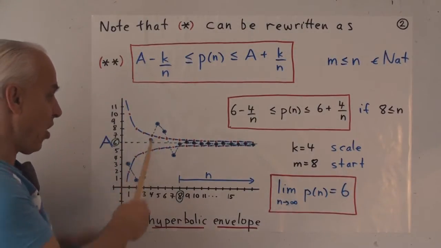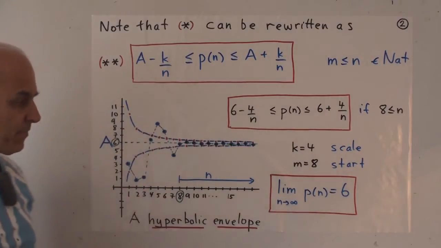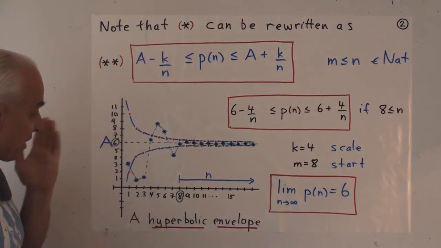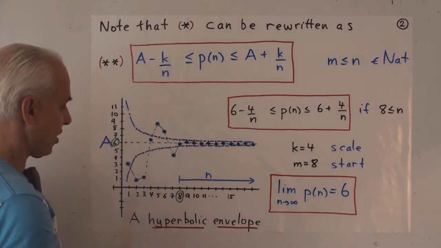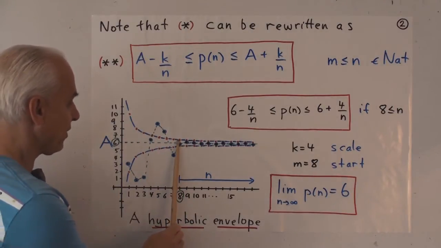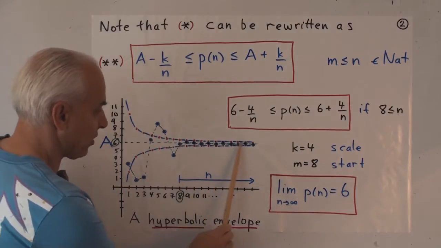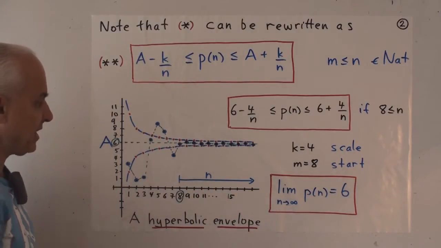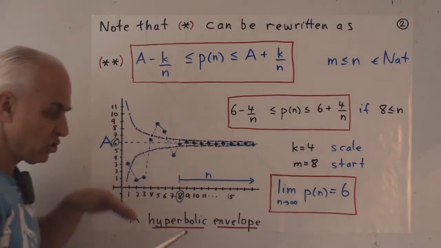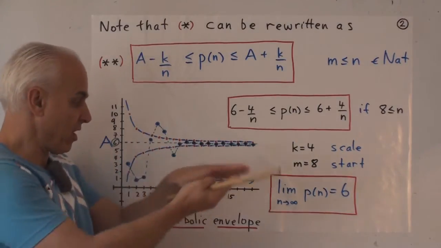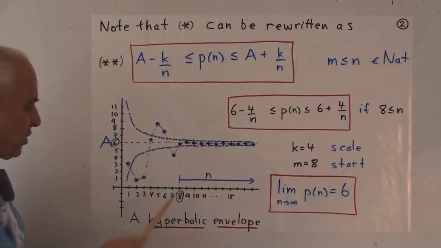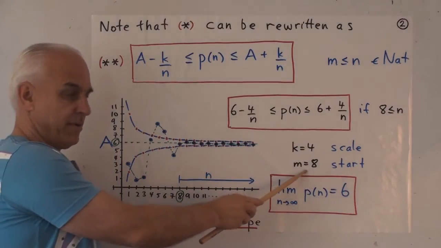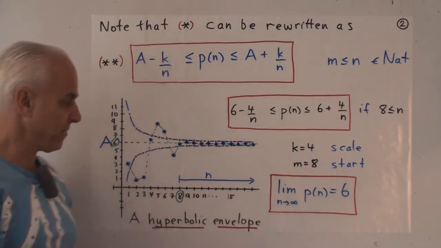So this sequence is not always inside this region, but it is inside the region after a certain point. So if we start with 8, after 8, it certainly looks like all the terms of the sequence are sandwiched between these two arms, these two hyperbolic arms, which approach 6. And so 8 is our starting point. 8 is the number m.